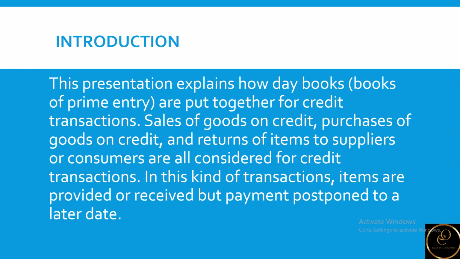To start with, take note that this presentation explains how day books, books of prime entry, also known as books of original entry, are put together for credit transactions. Sales of goods on credit, purchases of goods on credit, and returns of items to suppliers or consumers are all considered credit transactions. In this kind of transaction, items are provided or received, but payment is postponed to a later date.